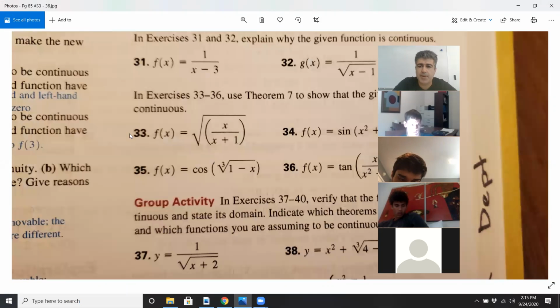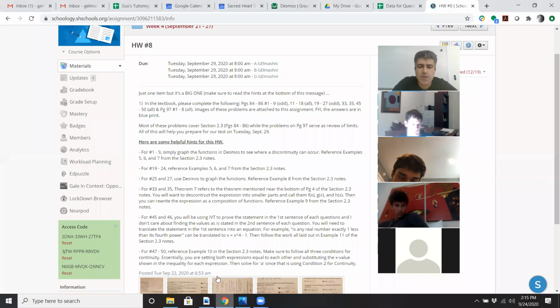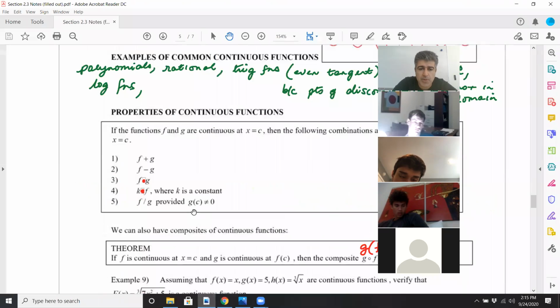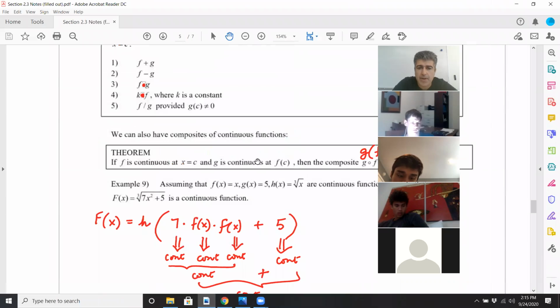Okay, let's talk about 33, 35. Now 33, 35 says use theorem 7. That's kind of confusing unless you have the textbook, you can look it up. Theorem 7, this is why you want to look at the hints, refers to the theorem mentioned near the bottom of page 4 of section 2.3 of the notes. So section 2.3 of the notes, page 4, right here.